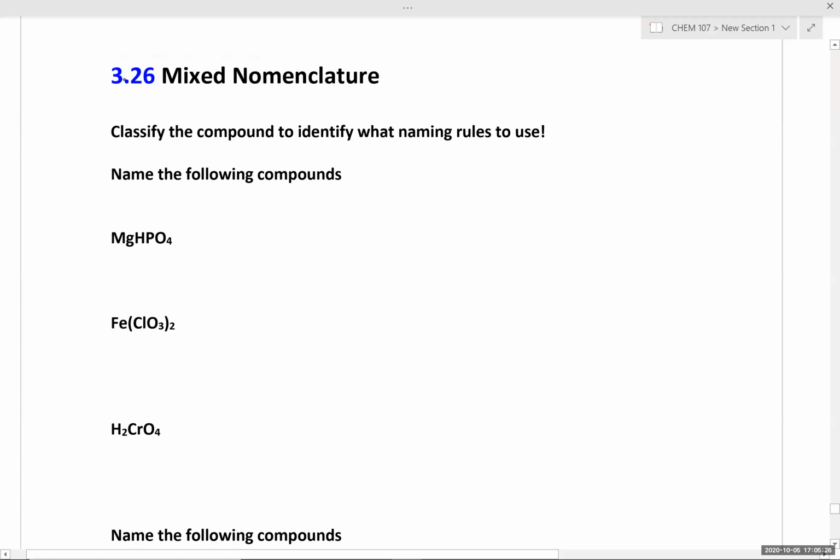So in this case, MgHPO4, that is clearly an ionic compound containing a polyatomic ion. As such, we name it as a polyatomic ion containing ionic compound. Additionally, this polyatomic ion is hydrogen containing. So we write the name of our metal, which would be magnesium, and then we write the name of our polyatomic ion, which in this case would be hydrogen phosphate. So this full name would be magnesium hydrogen phosphate.